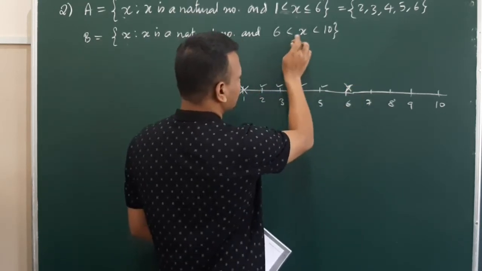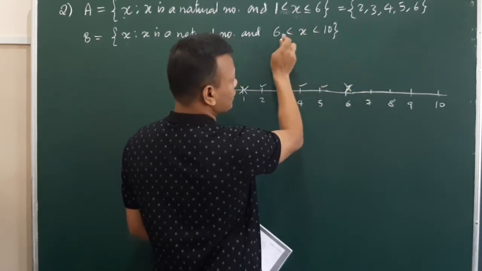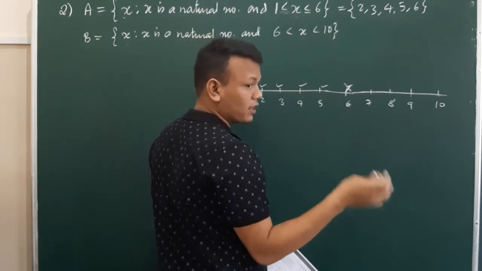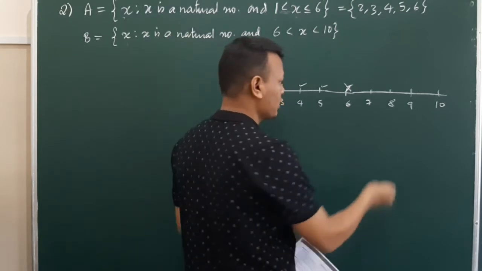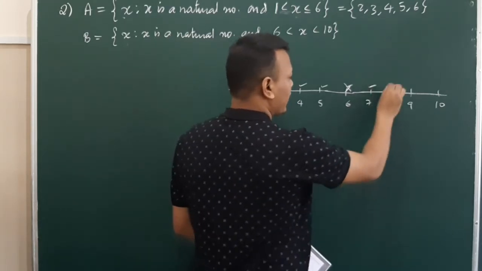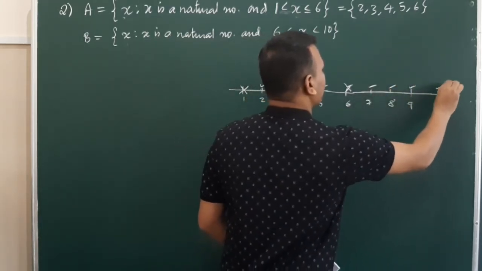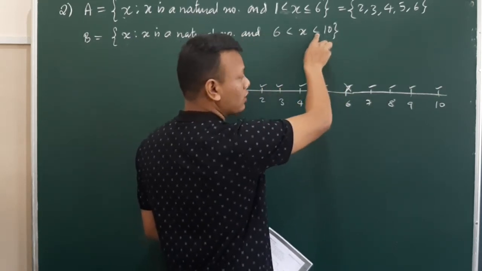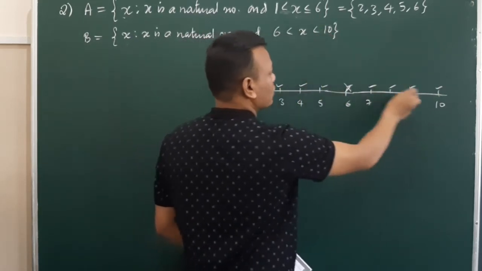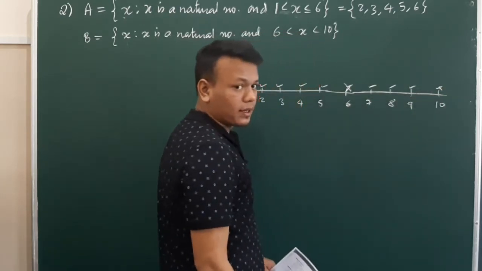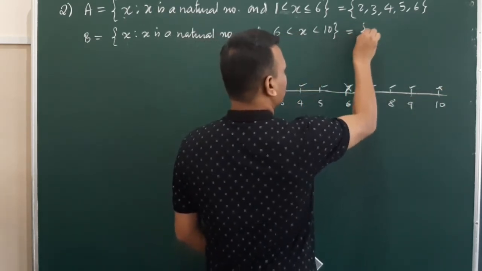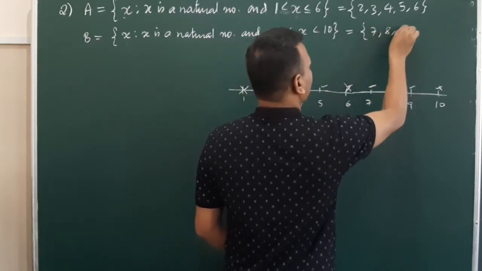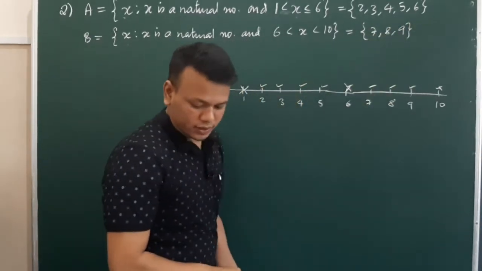Now 6 is less than x, or in other words, x is greater than 6. So the natural numbers greater than 6 are 7, 8, 9, 10. Now let's see whether the value of x can be 10 or not. We don't have an equal to sign here, that means x is less than 10, so this cannot be my answer. So this set contains only 3 elements, that is 7, 8 and 9. I hope the thing is clear to you.